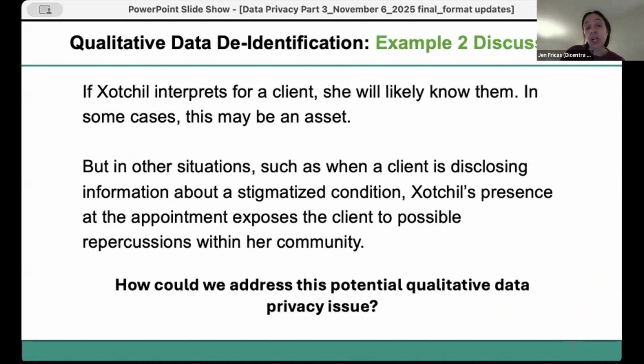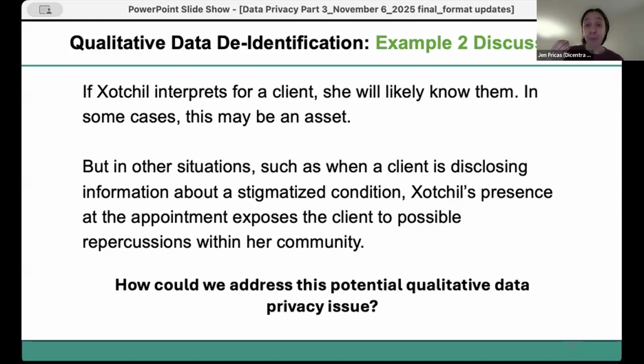If Xochitl interprets for a client, it's likely she's going to know them. There are not that many Nahuatl speakers in the town. And in some cases, this might be an asset. In other situations, though, such as when a client is disclosing information about a stigmatized condition, such as maybe substance use or a mental health condition, Xochitl's presence at the appointment exposes the client to potential repercussions within her community. So, what are some ways that we can address this?